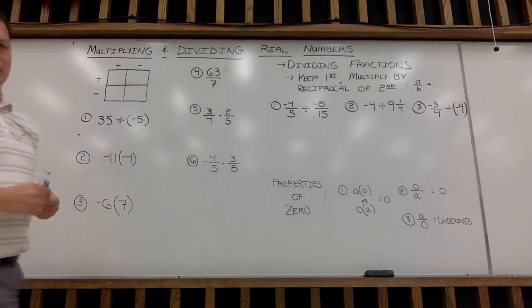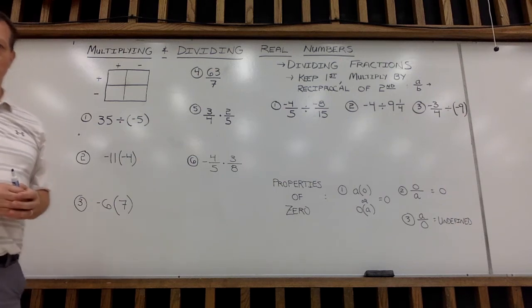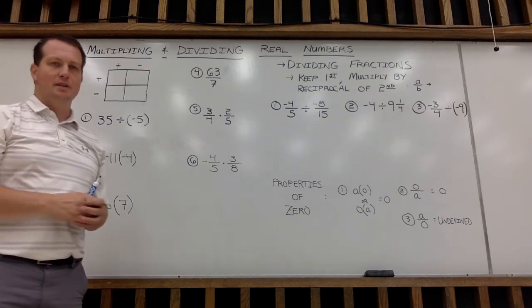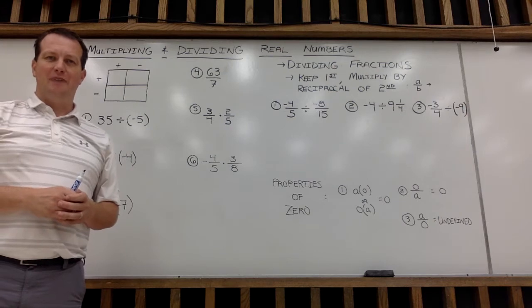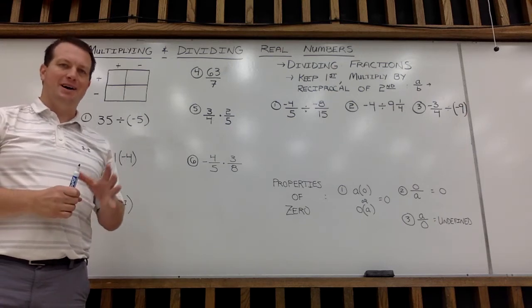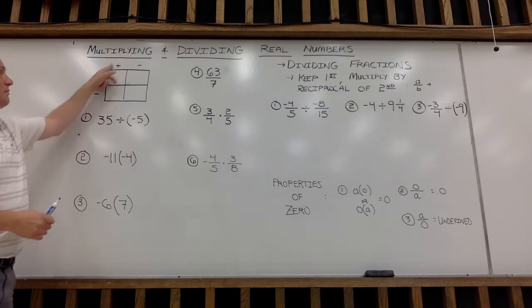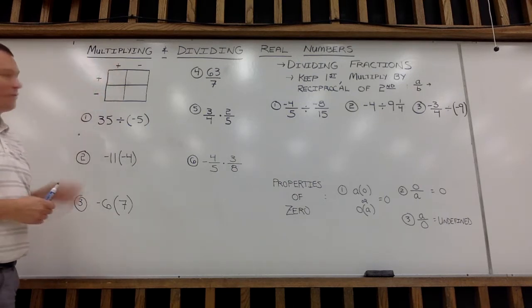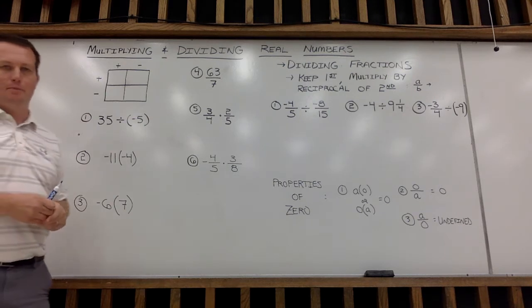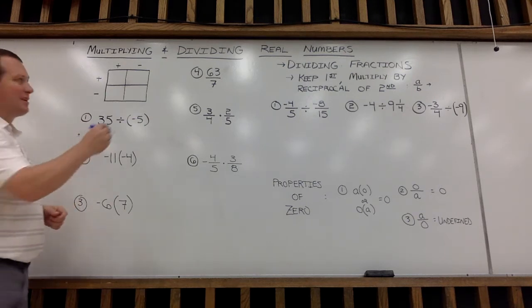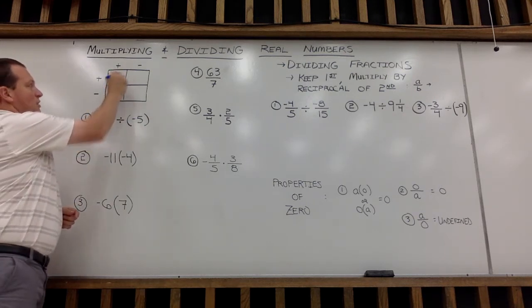Before we get into numerical values, we're going to talk about multiplying and dividing terms based on their sign, positives and negatives. If I multiply two positives together, or if I divide numbers that are both positive, I'm going to end up with a positive result.